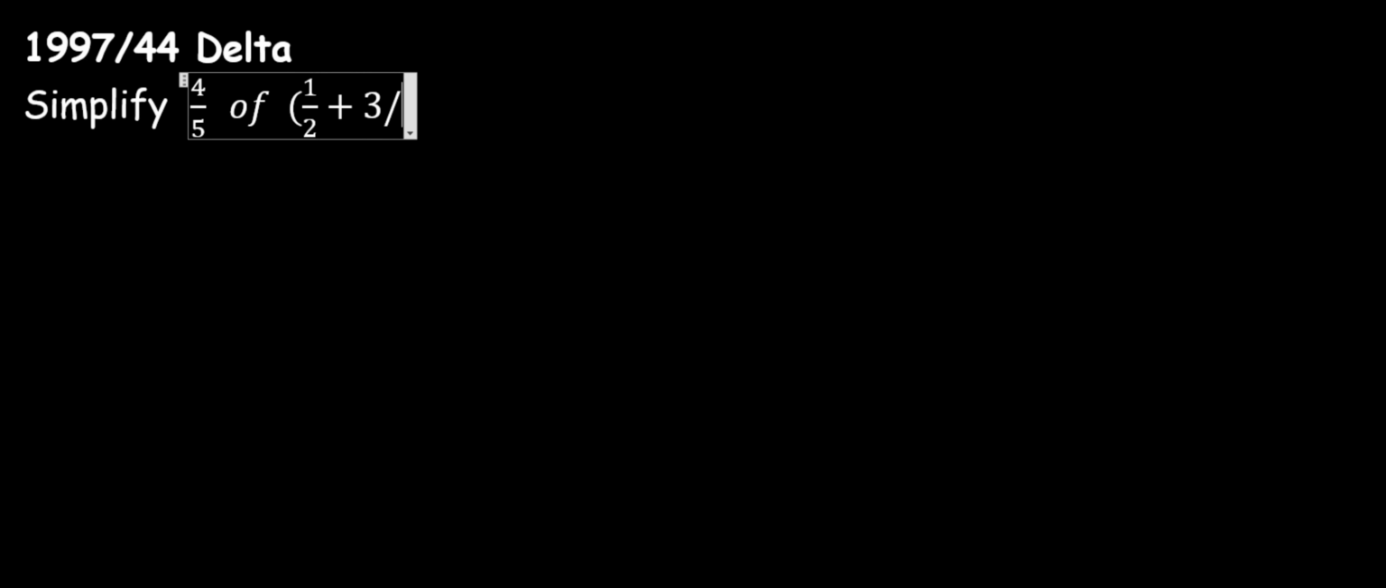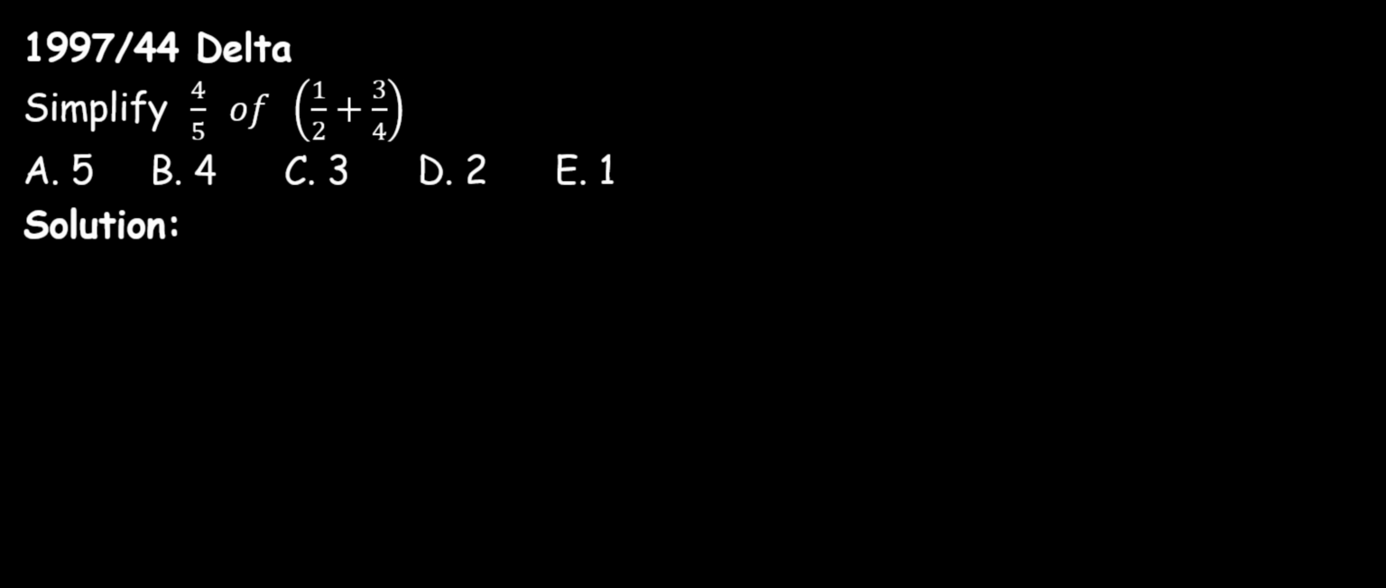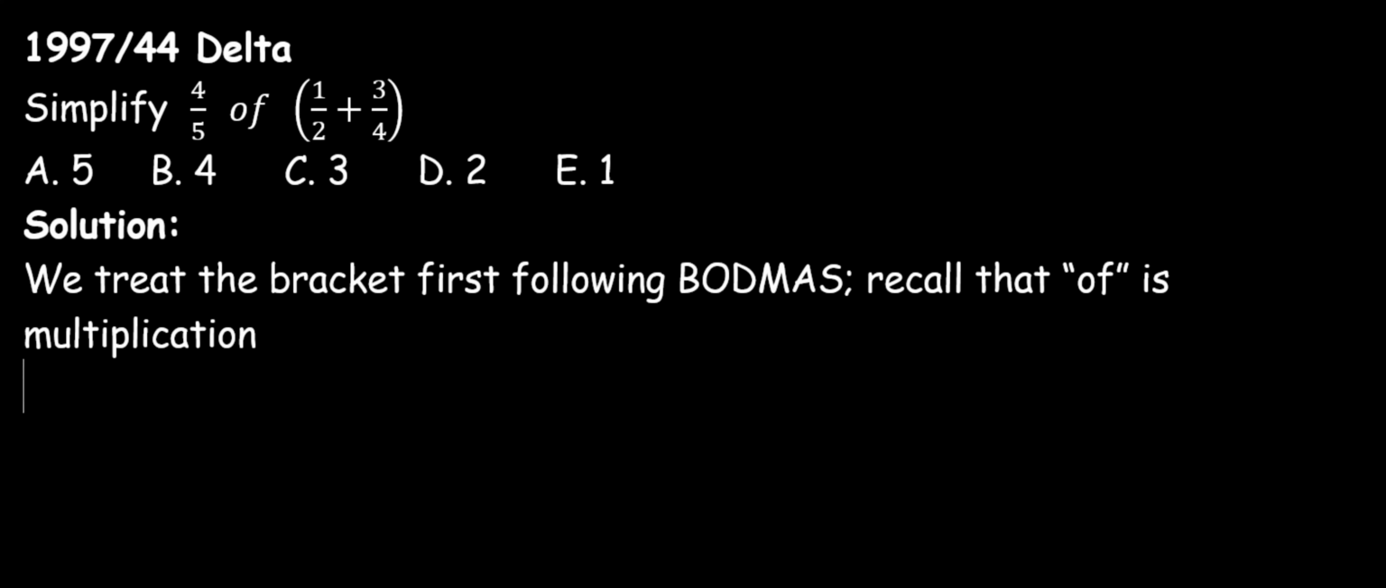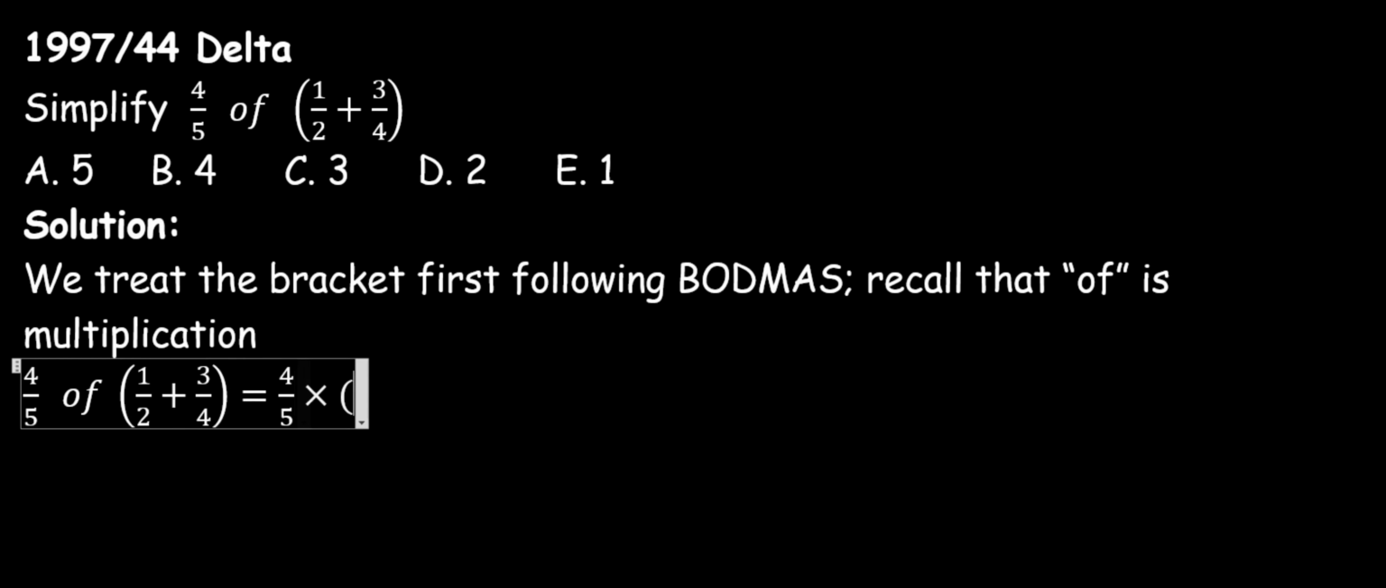Another example. Simplify 4 over 5 of, bracket open, 1 over 2 plus 3 over 4, bracket close. The options are given. Solution. We treat the bracket first, following the BODMAS rule. Recall that of is multiplication. So our given problem, 4 over 5 of 1 over 2 plus 3 over 4, will be equal to 4 over 5 times, in the bracket, we take the LCM of 4 and 2, and that is 4.